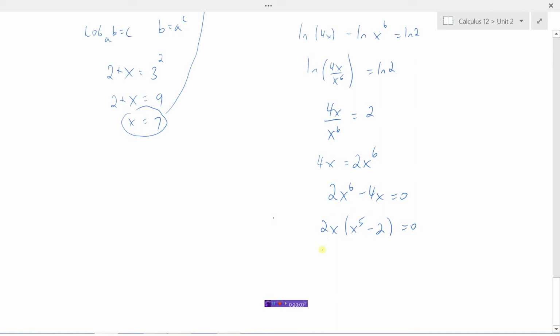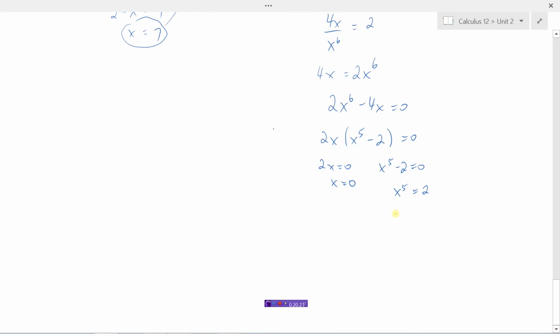So the first term can equal 0. And the second term can equal 0. Dividing by 2 gives me x equals 0. Here, bringing the 2 to the other side, and now taking the fifth root to isolate x gives me the fifth root of 2. So I've got two answers here, 0 and the fifth root of 2.